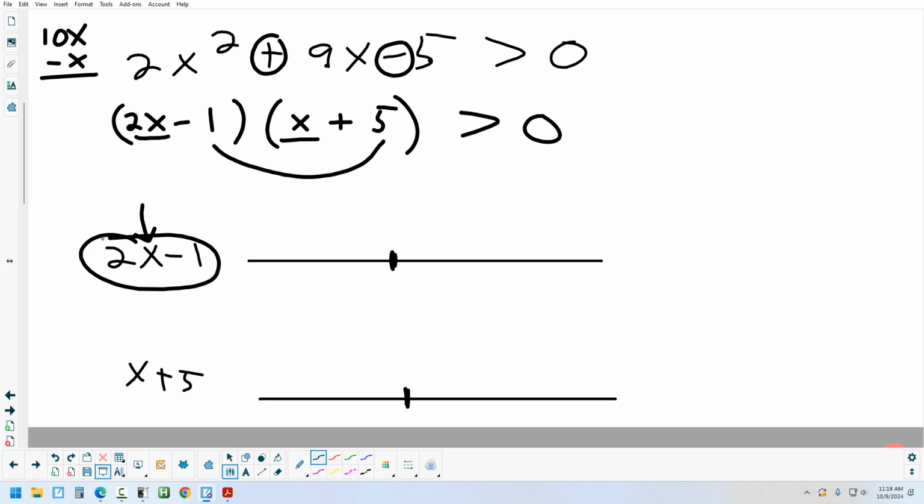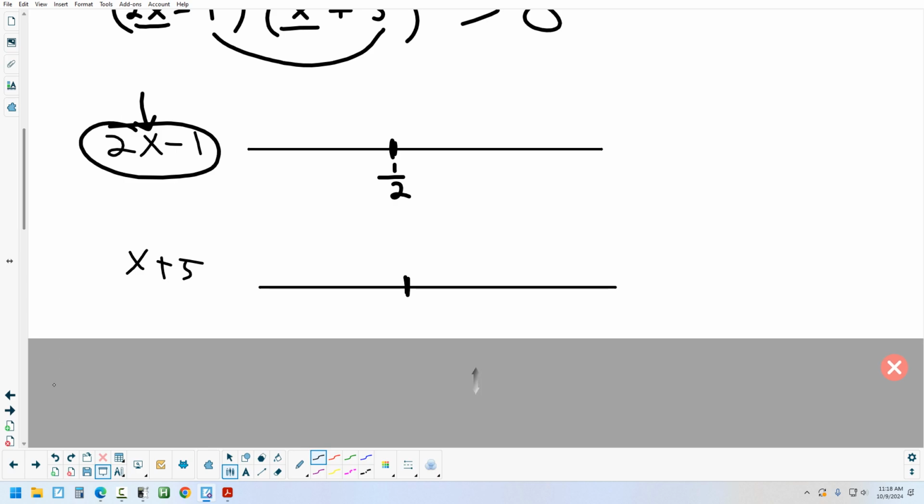Yep. 2 times a half. Yes. If you plug in 1/2 for x, 2 times a half is 1. And 1 take away 1 is 0. So 1/2 is the 0. Yep. Okay. How about in the one below it? What number could you plug in for x right there? Negative 5.